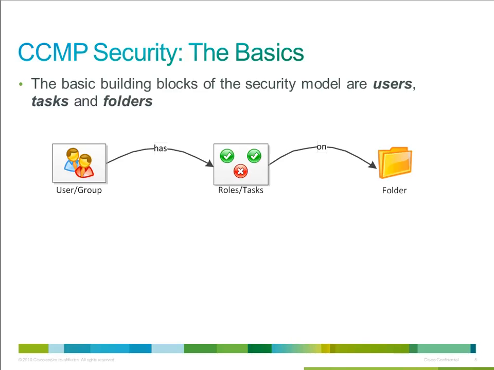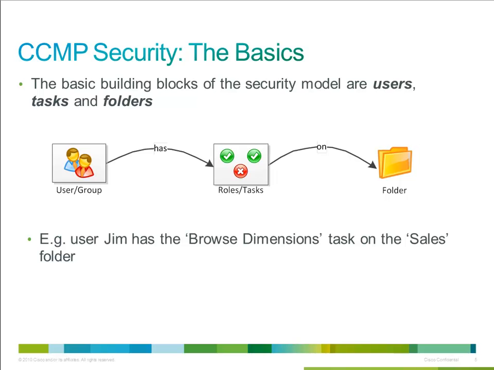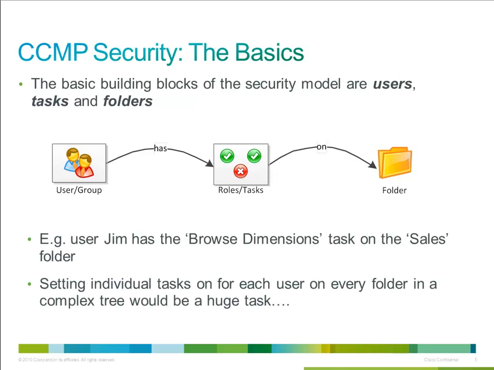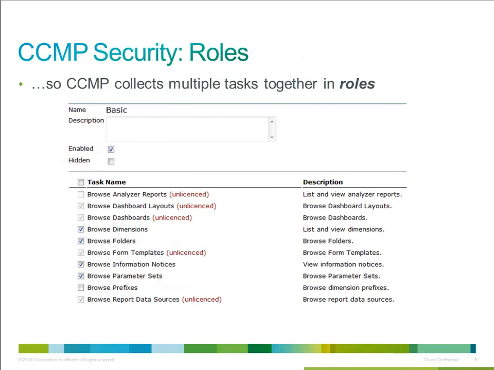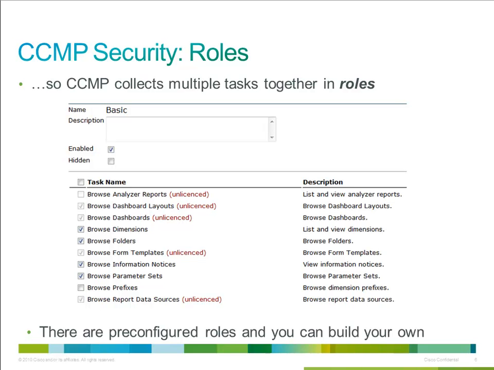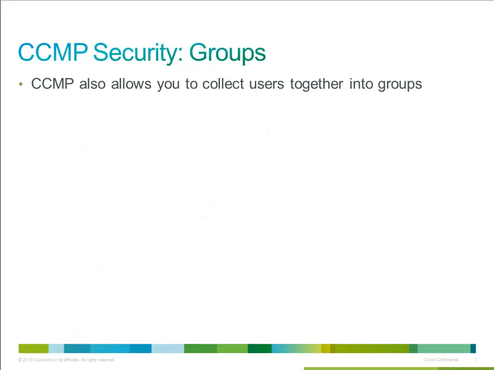The basic building blocks of the security model are users, tasks, and folders. For example, we could give the user Jim the Browse Dimensions task on the Sales folder, meaning that he could browse resources within that folder. This is useful, but setting each individual task for every user on all of the folders in a large tree would be a huge task. So CCMP collects multiple tasks together into a single role. There are pre-configured out-of-the-box roles, and you can also create your own to meet the specific needs of the business.